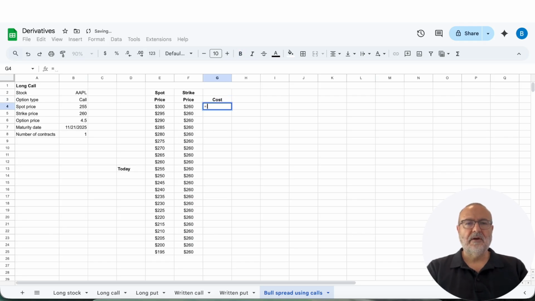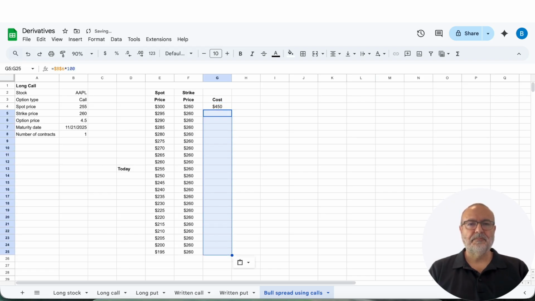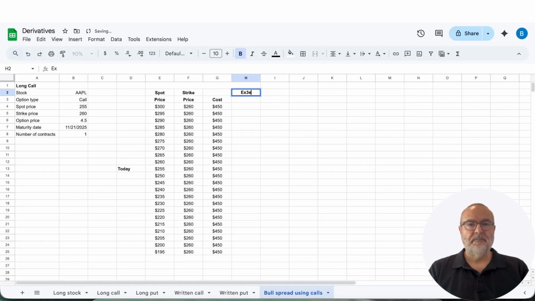Next, we will add the cost, which is the option premium we paid when we bought the call option. Our cost also stays the same as spot price changes. We can now calculate the exercise value, which will include our cost.